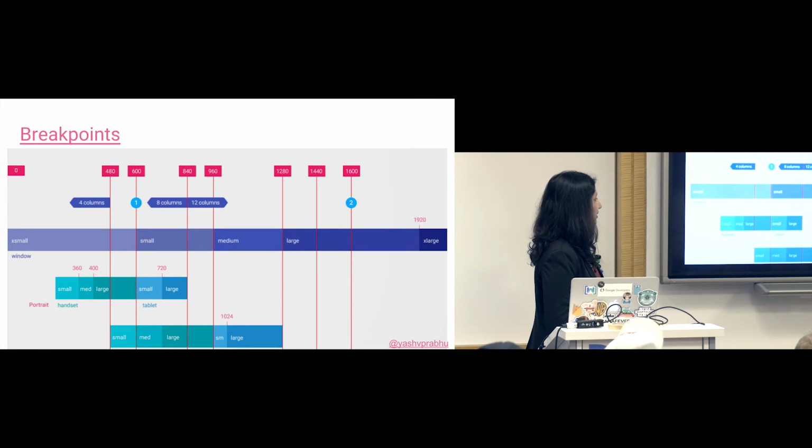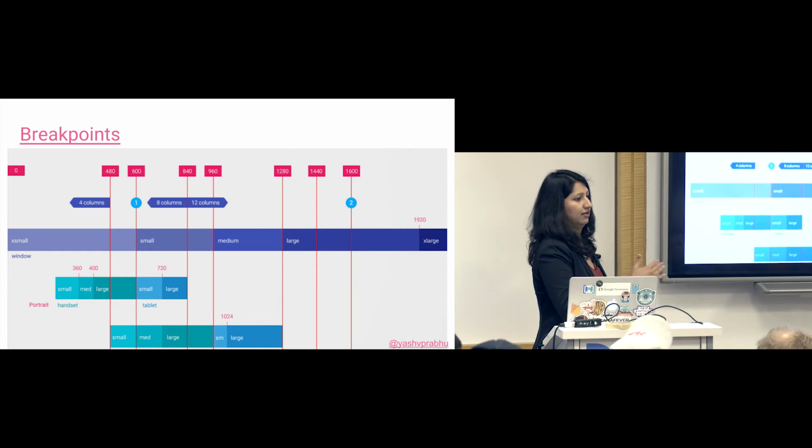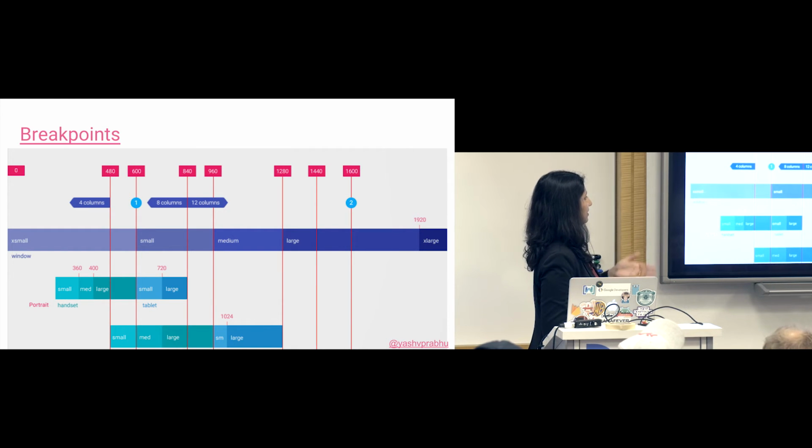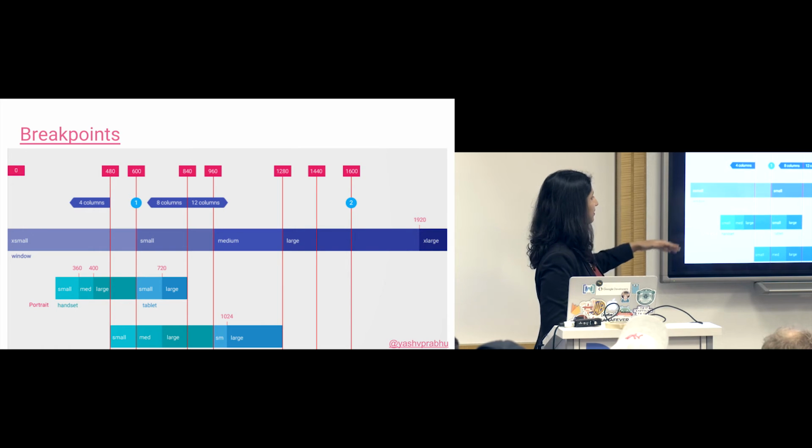So here's a wonderful diagram again from design.google.com, where you have the different kinds of screen densities, different kinds of screen sizes, whether it's portrait or landscape. And the breakpoint here at 1024, you can see it, that's where your layout changes. There are other breakpoints that are available: 480, 600, 840. You can see it also defines 4 columns versus 8 columns, and so on.